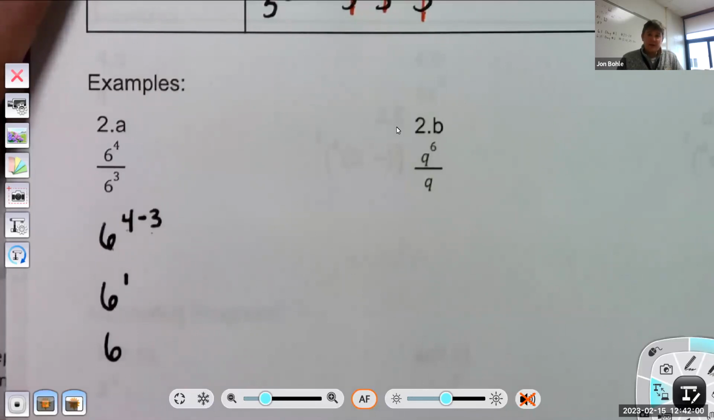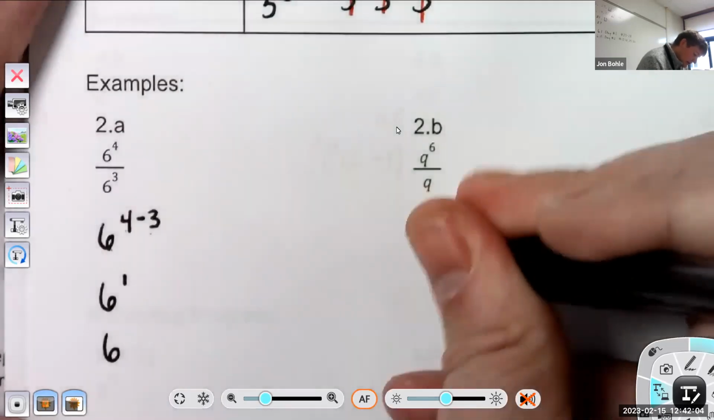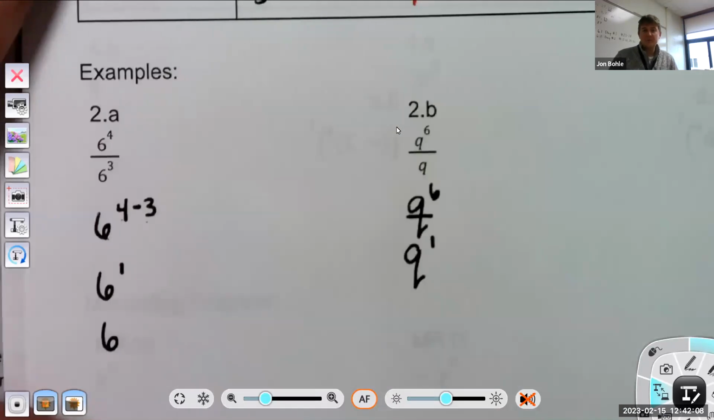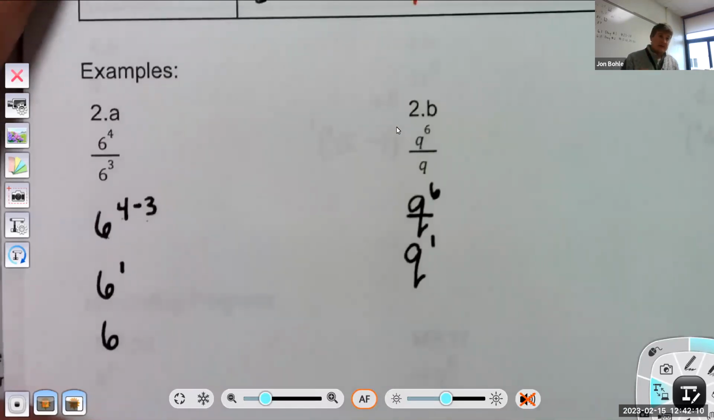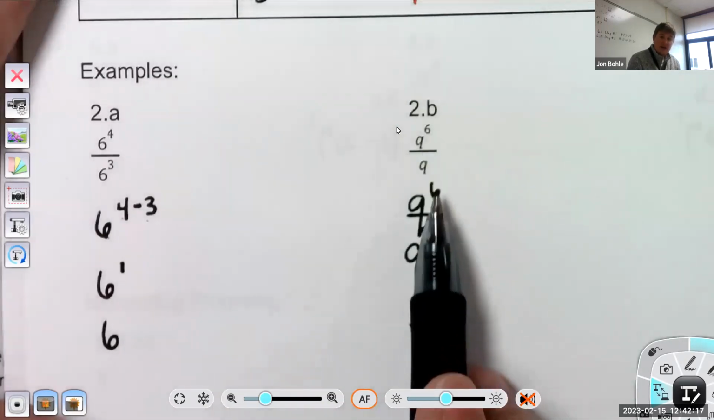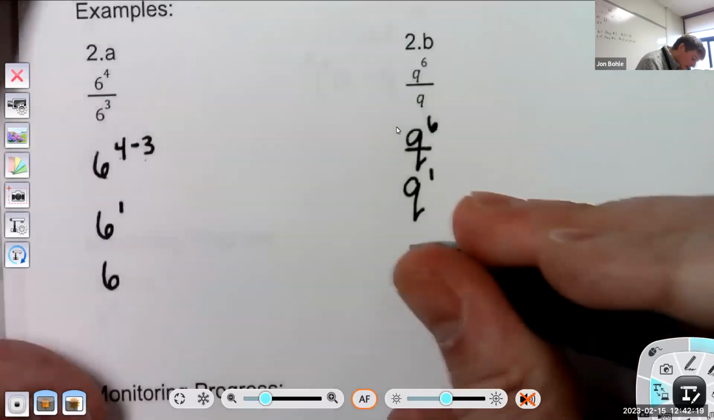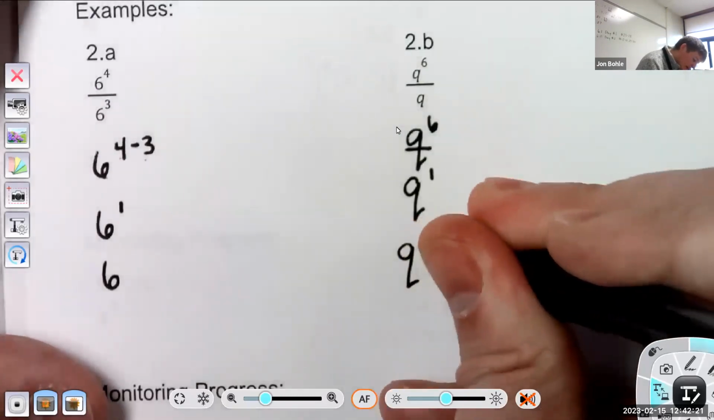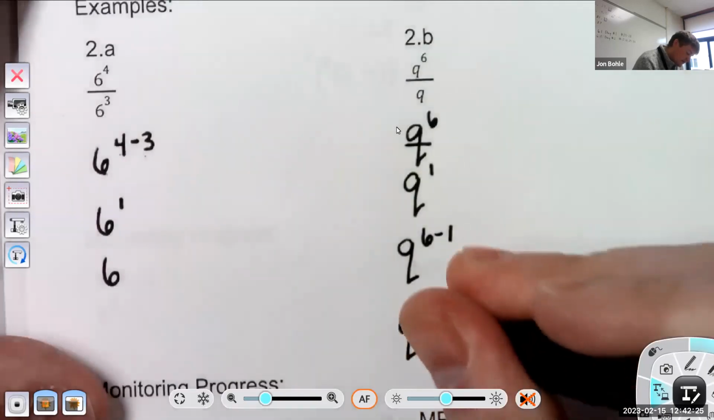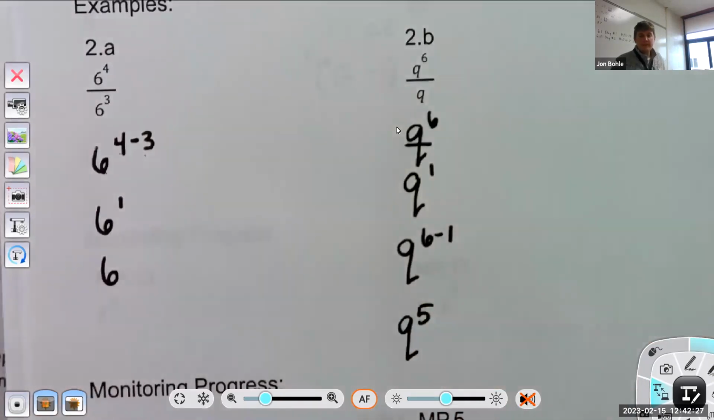Okay, then I have 2b, so I have q to the 6 divided by q. When I have q to the 6 divided by just q, that is q to the first, just like on the previous page. And then I do the same exact process as what I just did over here. I'm dividing two of the same bases, so I subtract my exponents, top minus bottom. So this is going to be q to the 6 minus 1 power. 6 minus 1 is 5, so this is just q to the 5th power.